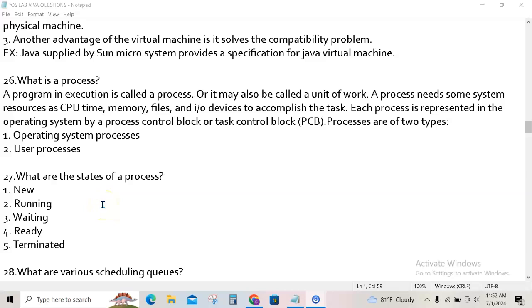Next, what is a process? Processes are programs in execution, or a unit of work. As we know, a program is a passive entity, while a process is an active entity. A process requires system resources such as CPU time, memory, files, and other I/O devices in order to perform a task. We have two types of process: user processes and operating system processes.